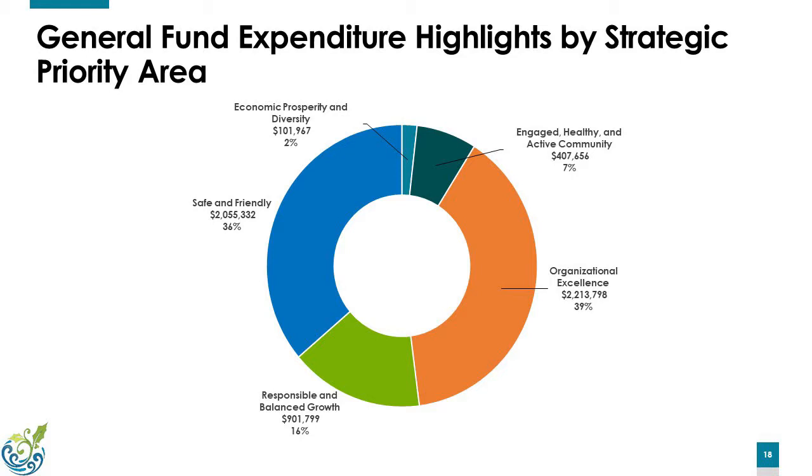And then you might note that economic prosperity and diversity and engaged, healthy, and active community might look a little bit smaller on the operating side, but I think you'll see here in just a few minutes, they will gain a higher share of the pie when we look at the capital expenditure side that will be impacting those particular areas.